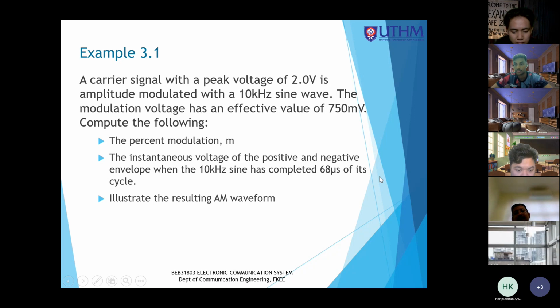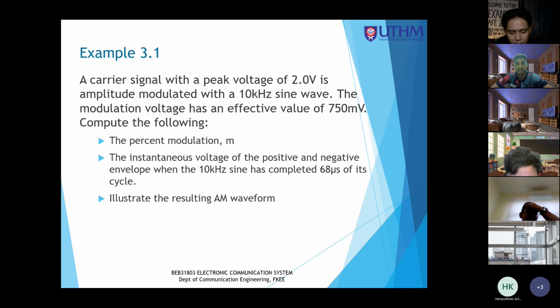Sorry penat sikit lah, tapi saya memang bagi tahu terus mana yang keluar test. Yang tadi under modulation, over modulation itu akan keluar. You kena tahu, okay? So let's do the example.